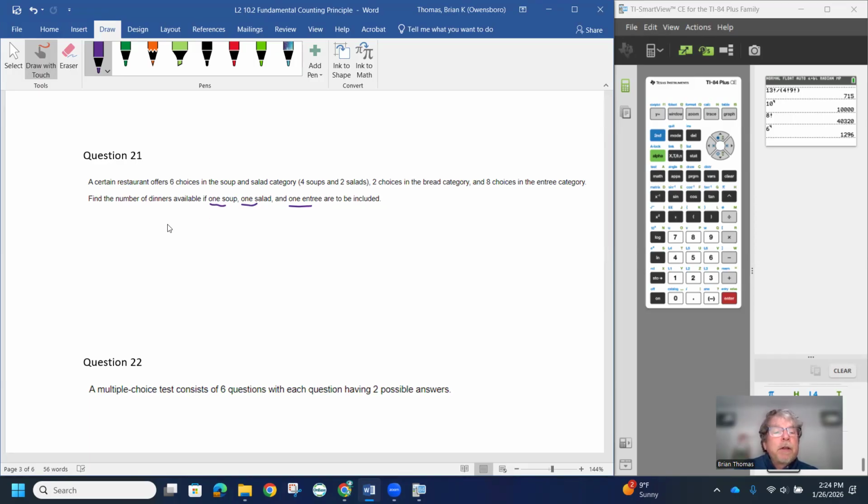So based on what I'm picking up on here, I have four different ways to choose a soup. I have two different ways to choose a salad, and I have eight choices in the entree category. So I'm going to be doing four times two times eight. Four times two would be eight, and eight times eight would be 64. Notice how, again, a calculator would not really be involved there. So that would be 64 different dinners available.